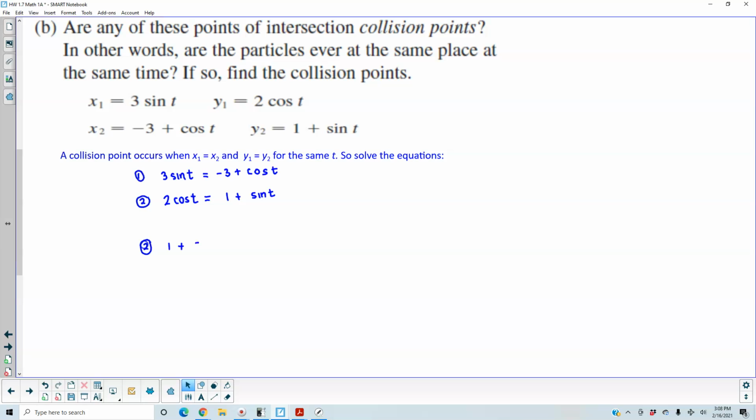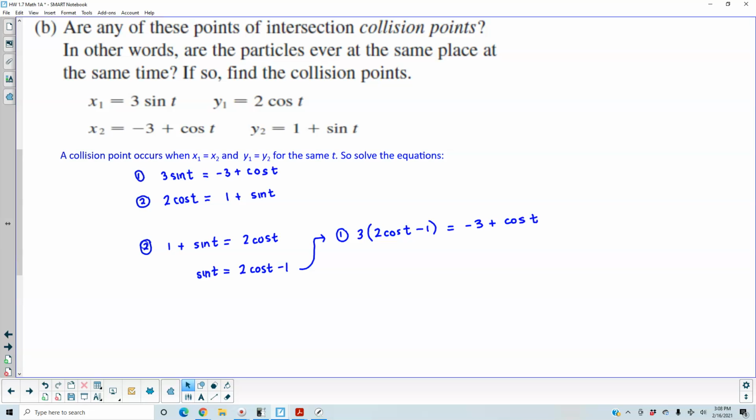And so from equation 2, we have 1 plus the sine of t equals 2 times the cosine of t. And if we solve for the sine of t, it's going to equal 2 times the cosine of t minus 1. And now we're going to substitute that into equation number 1. So we have 3 times the sine of t, which is 2 times the cosine of t minus 1, and that's equal to negative 3 plus the cosine of t.